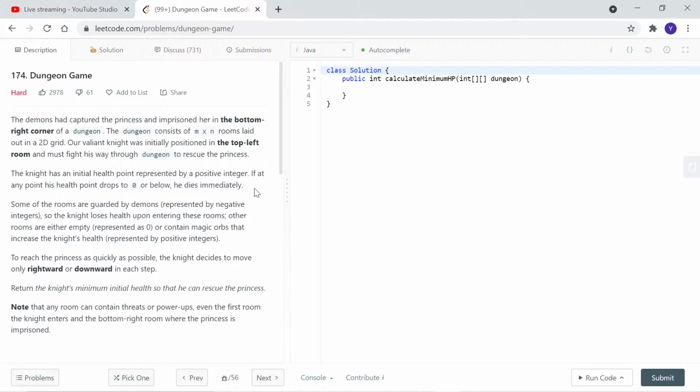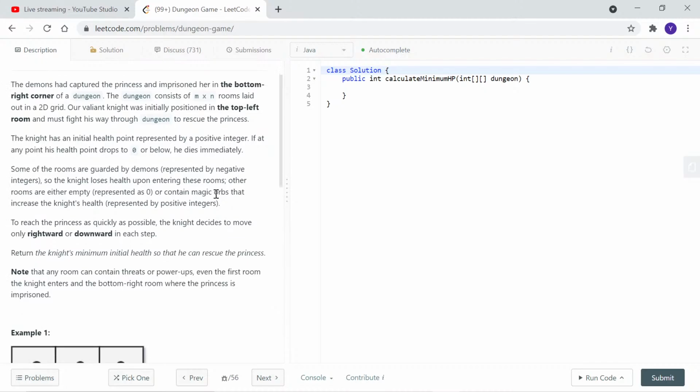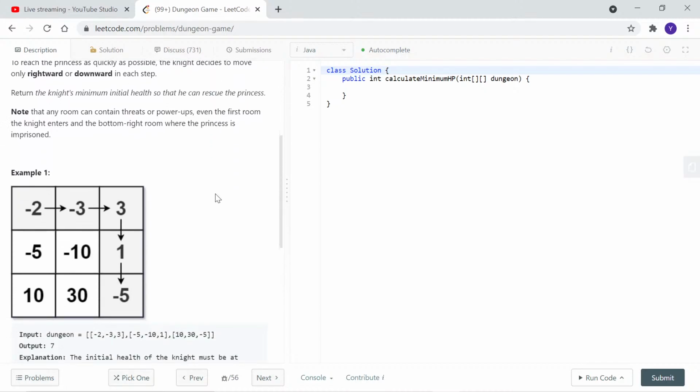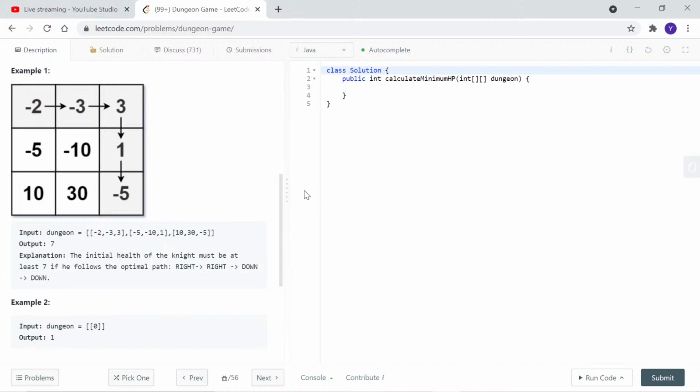Let's look at today's daily challenge problem. 174, Dungeon Game. It is marked as hard, but it actually is an easy problem in the hard category. The question is quite long, so let's just go straight to the example.